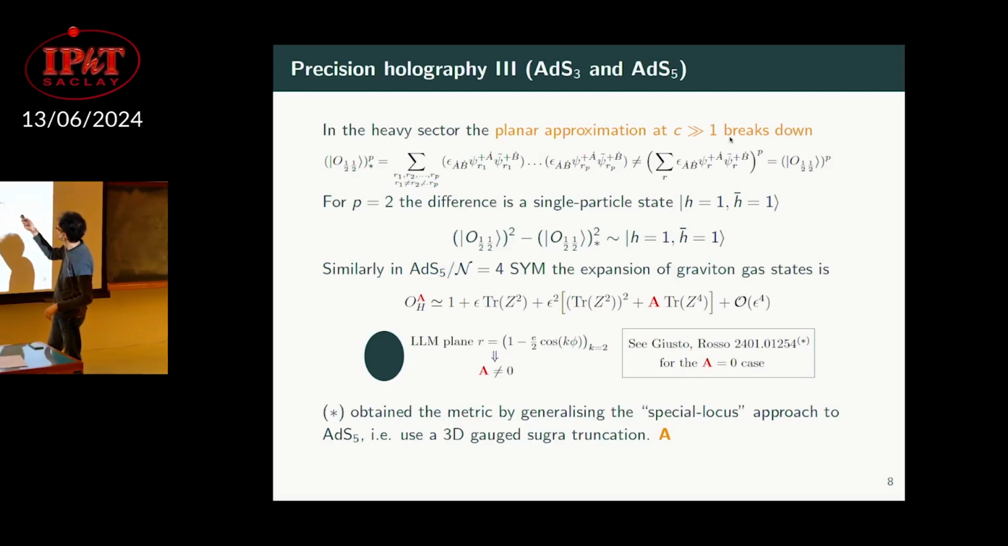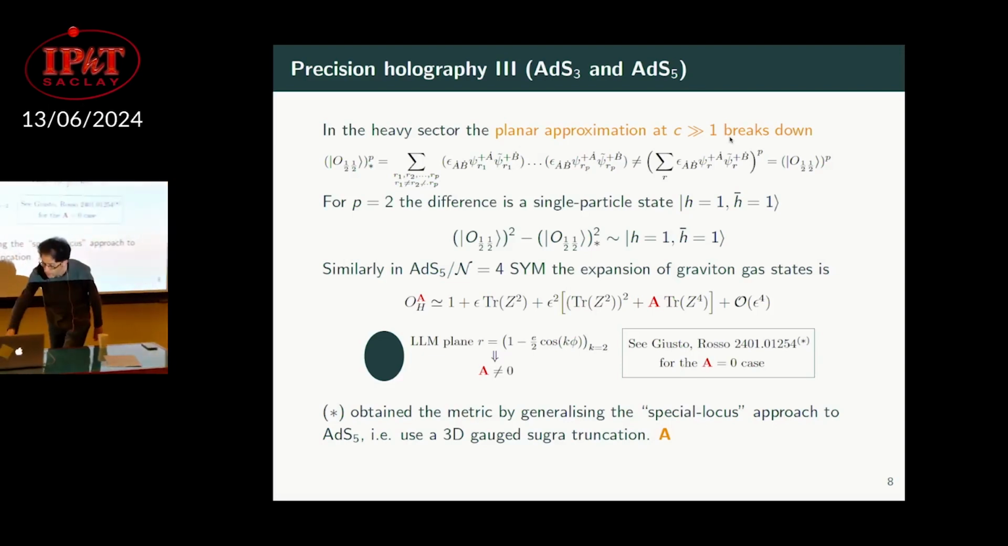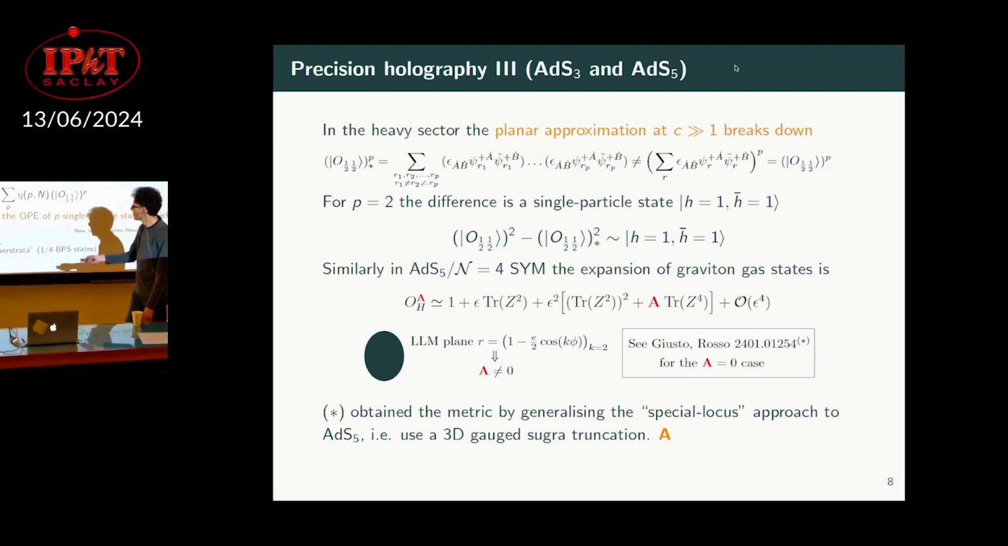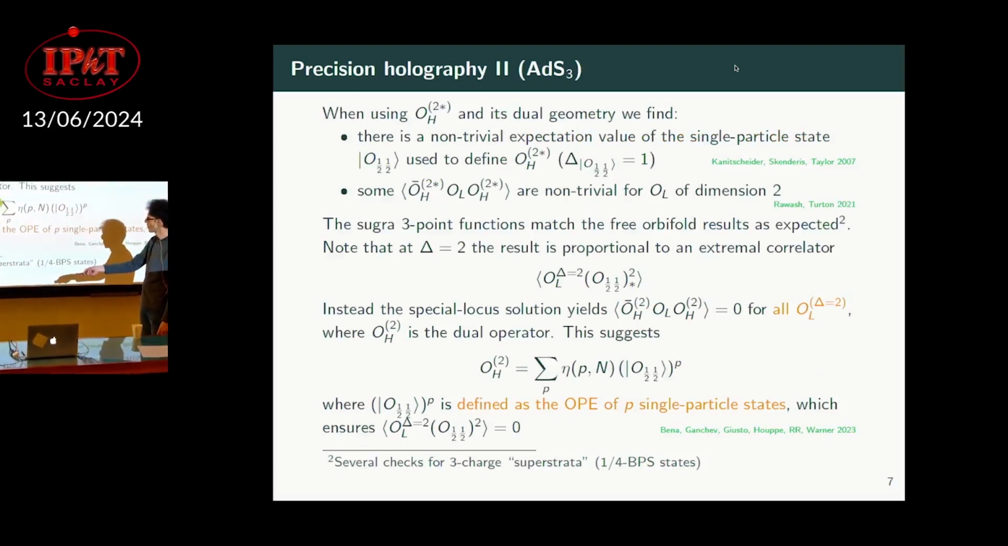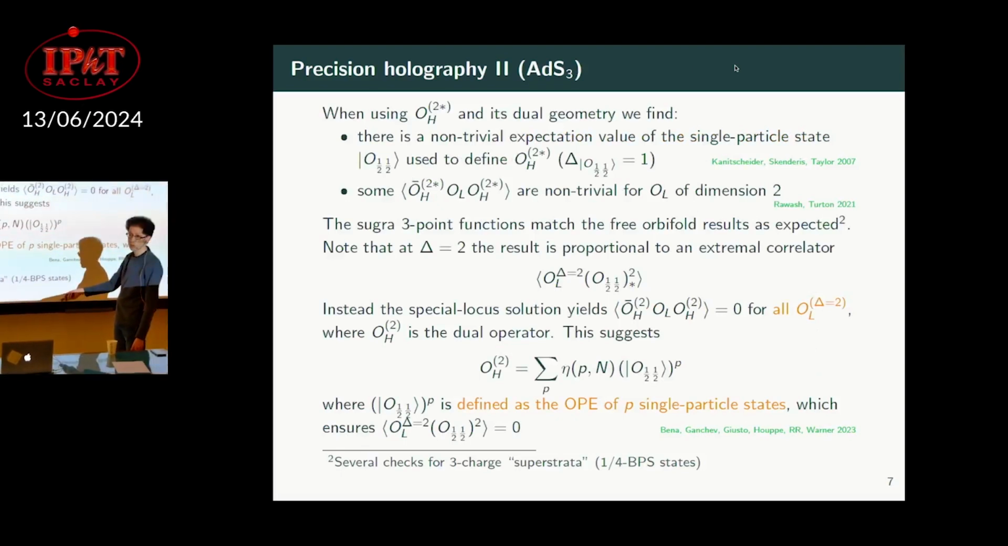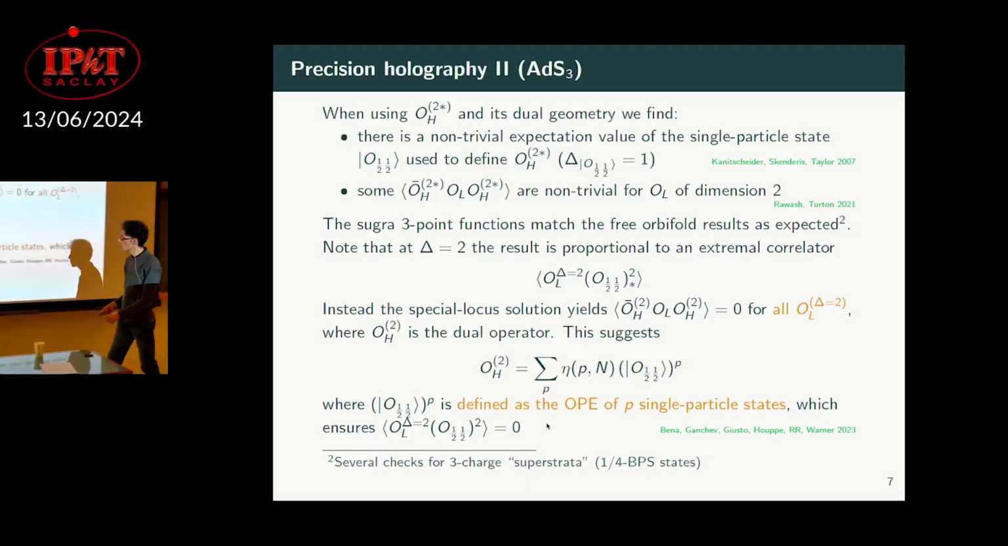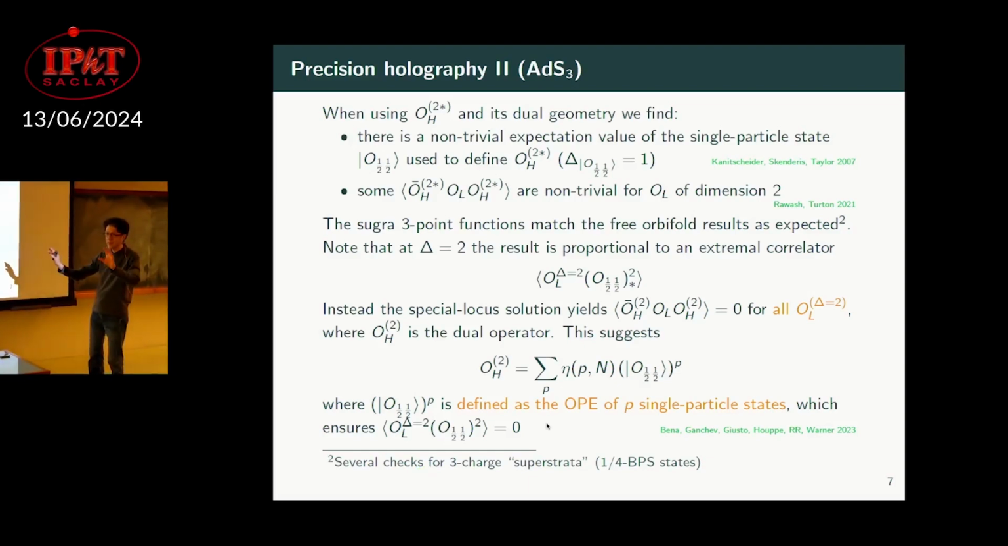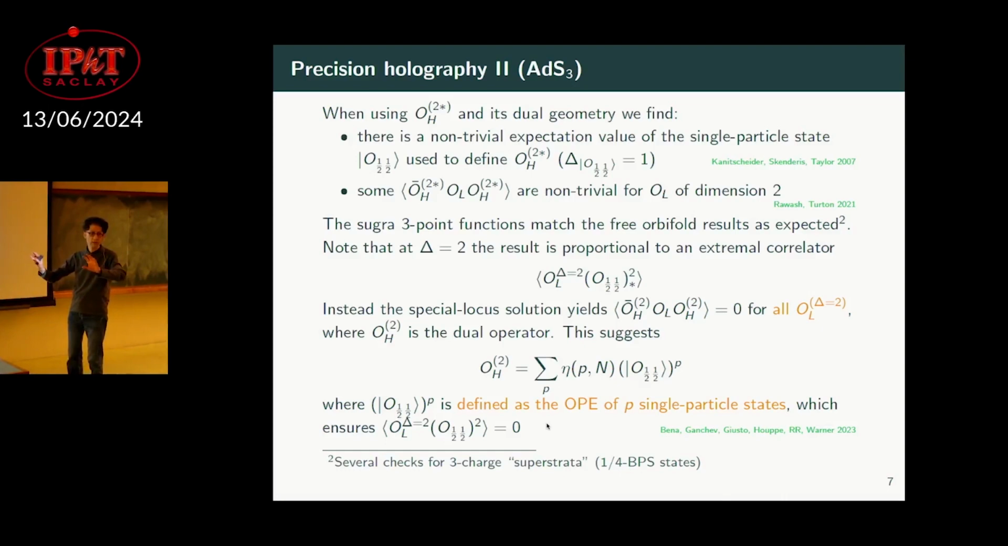So if you define the multiparticle in this way, then the extremal three-point function vanishes. So you would expect that, depending on the precise definition of your heavy operator, you would have two different geometries. One geometry would yield a non-trivial expectation value for the dimension 2 operator, and one geometry would yield a trivial expectation value for the dimension 2 operator.